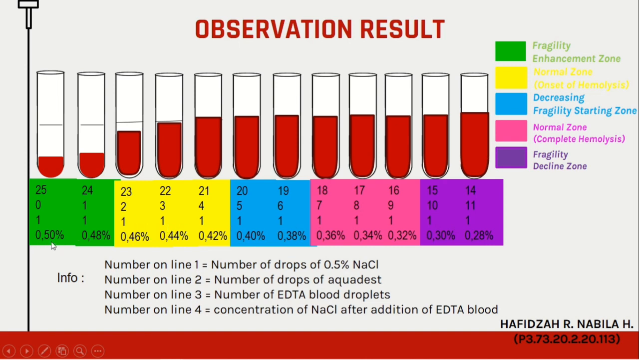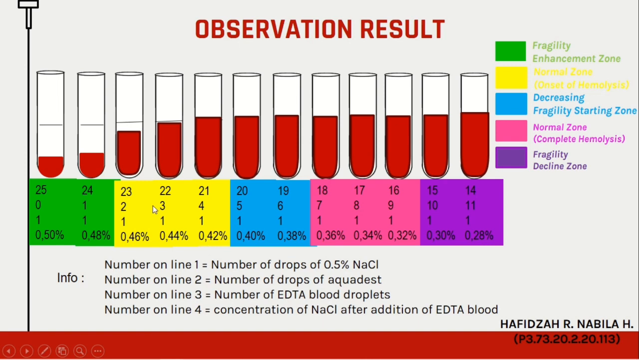Next, number on line 4. Tube 1, 0.50%. Tube 2, 0.48%. Tube 3, 0.46%. Tube 4, 0.44%, and then etc.